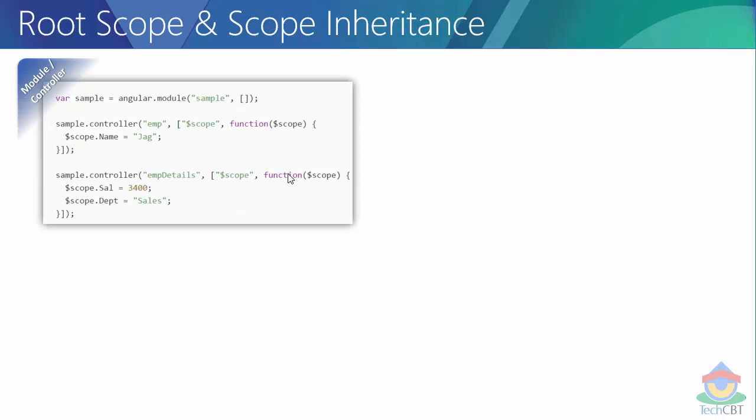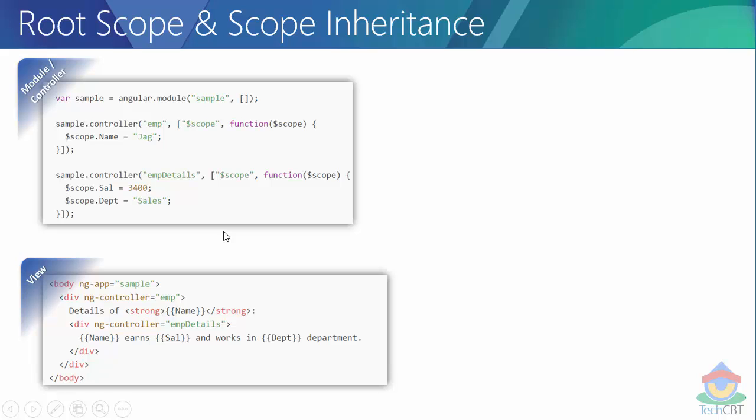Imagine I have a module and a controller defined in this fashion. So I have a module with the name sample and I have two controllers named EMP and EMP details respectively. And imagine I have the view in this manner. This view currently has ngApp defined at body and the two controllers attached to respective div elements. The first div has a direct relation with ng-controller EMP, and the second div has the controller EMP details to work with.